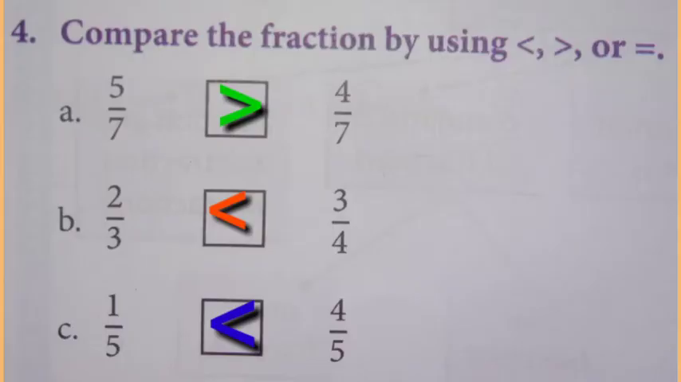Compare the fractions by using less than, greater than or equal to. Part A, 5 by 7 and 4 by 7. Here 5 by 7 is greater than 4 by 7. Part B, 2 by 3 and 3 by 4. Here 2 by 3 is less than 3 by 4. Part C, 1 by 5 and 4 by 5. Here 1 by 5 is less than 4 by 5.